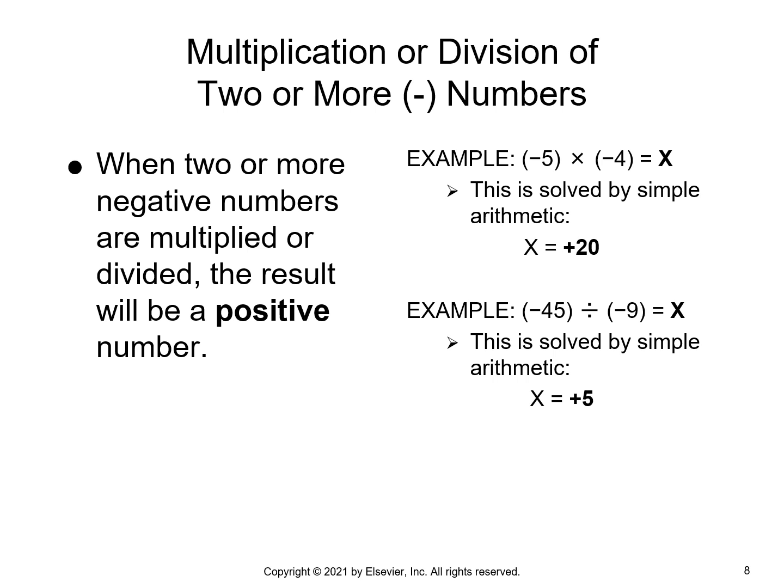Multiplication or division of two or more negative numbers will result in a positive number. So a negative 5 times a negative 4 will give you a positive 20, or negative 45 divided by negative 9 will give you a positive 5. So the two negatives equal a positive rule again.